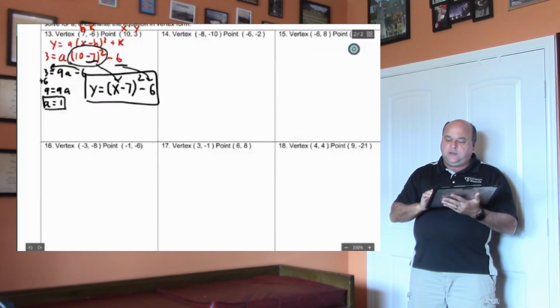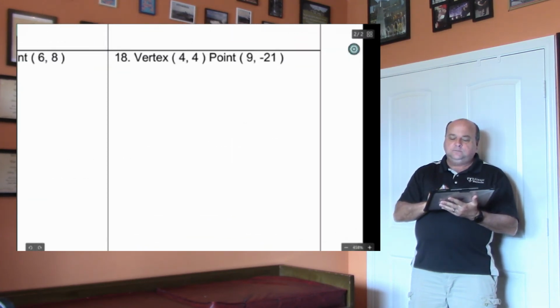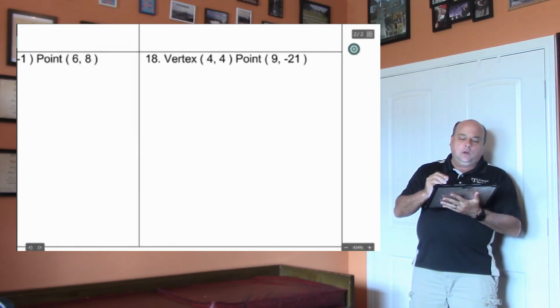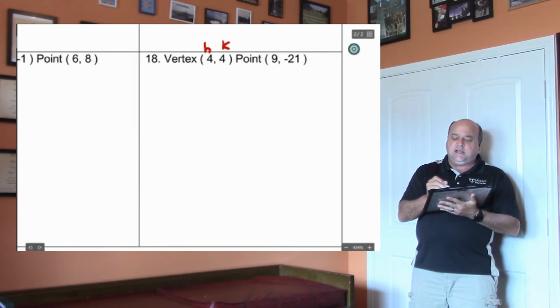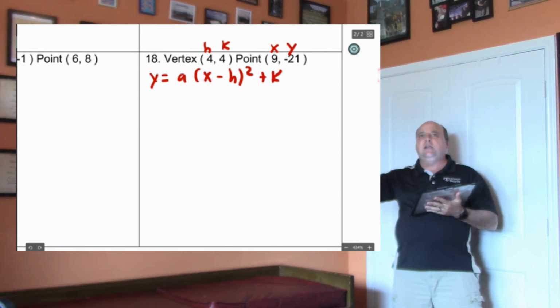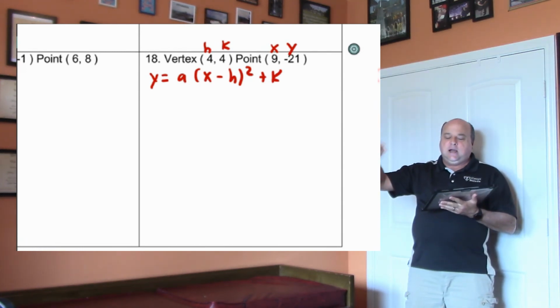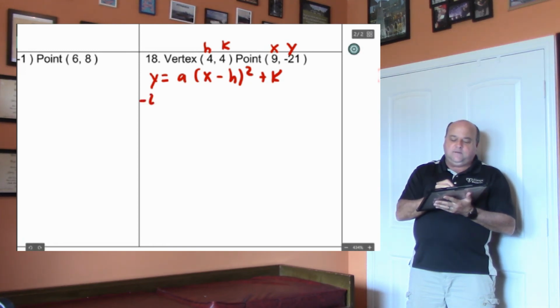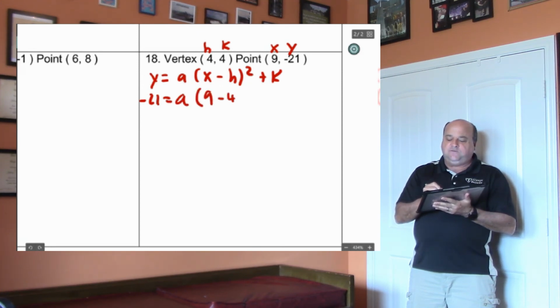Let's do one more of these. Let's do number 18. Remember, label everything. So my vertex is h and k. My point is x and y. y equals a parentheses x minus h squared plus k. Plug in everything. You won't know what the a is. And then you're going to flip the sign of the h. So my y is negative 21. My a, I don't know what the a is. Parentheses, x is 9. The h is going to flip to minus 4 squared and then plus 4.